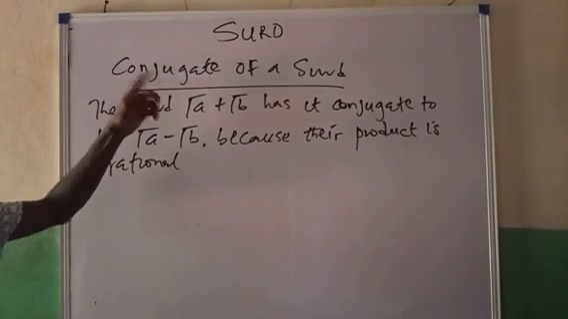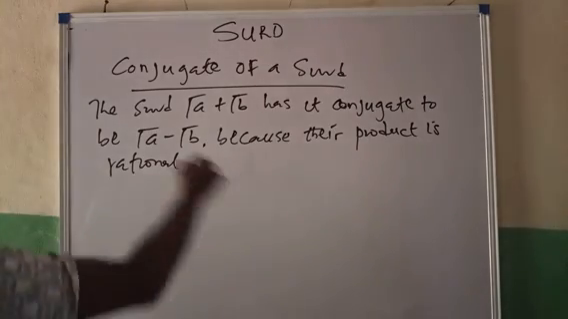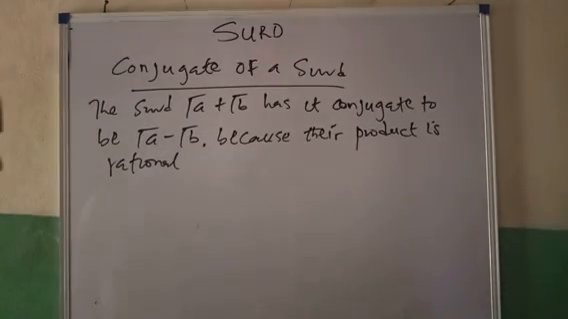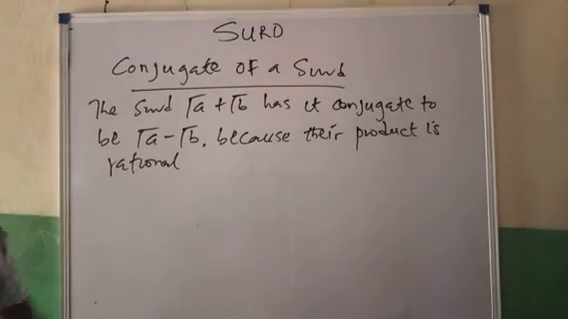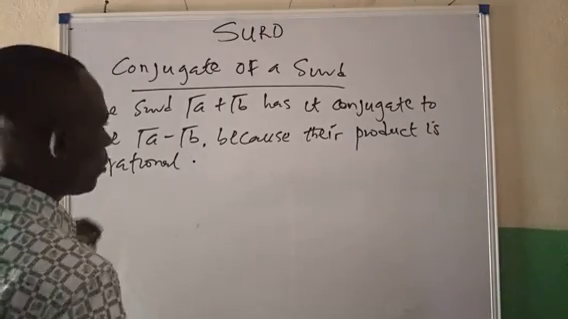So we are looking at conjugate of a surd. We said that the surd, root A plus root B, has its conjugate to be what? Root A minus root B. And the simple reason is because their product is what? Rational. Let's look at it.